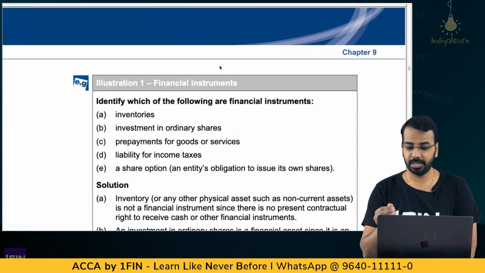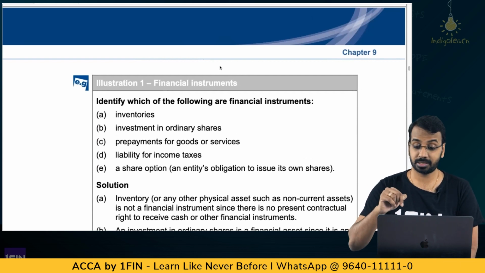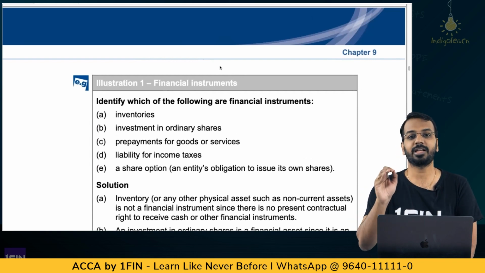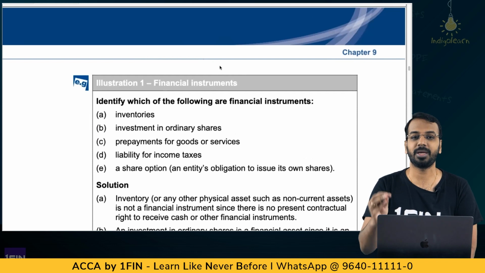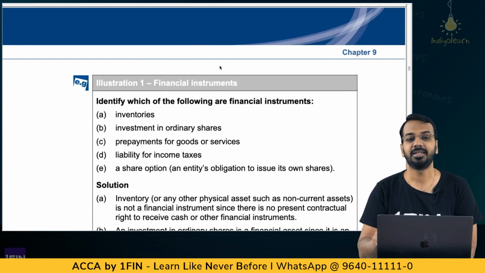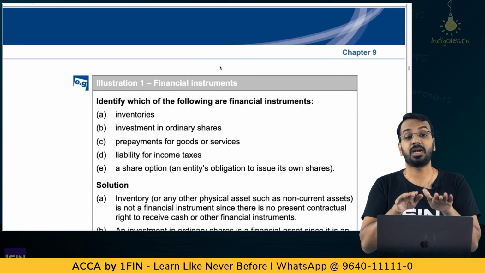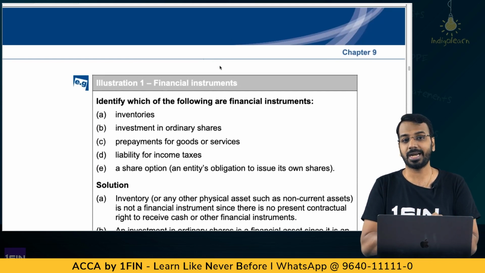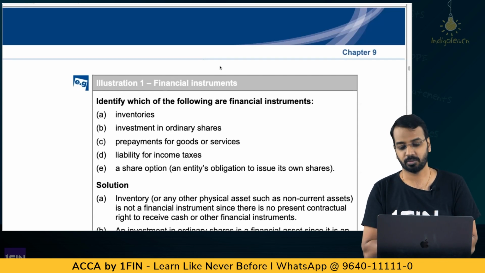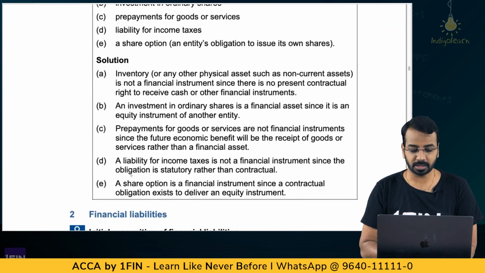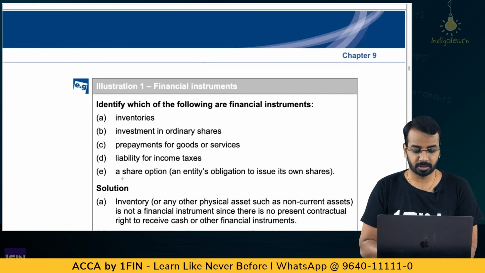Okay. Then liability for income taxes. No, it is a liability. You have to give cash for that liability. But as we discussed in the previous class, there is no contract. When you are paying income tax to the government, you are not paying because of a contract. You are paying because there is a regulation, there is an act. And hence income tax payable is not a financial liability. Please remember, there has to be an underlying contract. As per that contract, there has to be a right or an obligation. Okay. So, it is not a financial instrument because the obligation is statutory and not contractual. Clear?